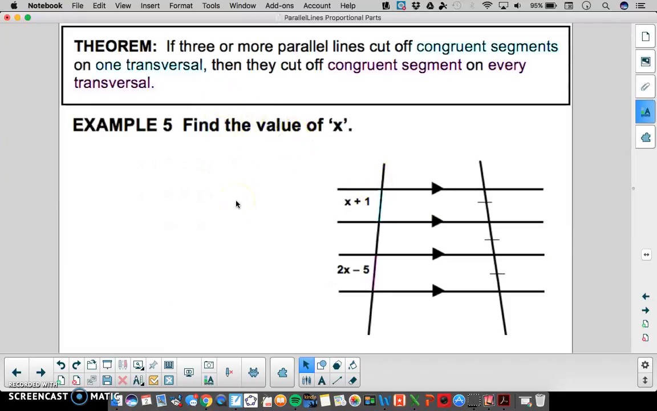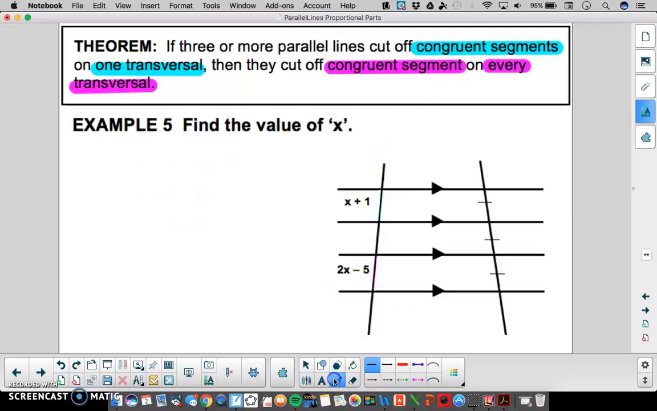We have another theorem that we're going to be looking at for parallel lines and transversals. If we have a set of lines and transversals where our lines are parallel and those transversals cut through those lines and create congruent pieces, if they do that for one transversal, this theorem says that if it cuts congruent segments on one, it's going to cut congruent segments on every transversal that crosses it. So I could draw another transversal, and those pieces that are between those parallel lines will still be congruent.